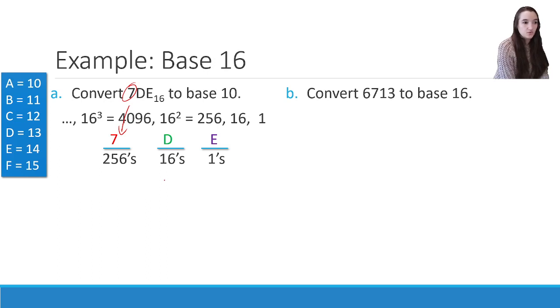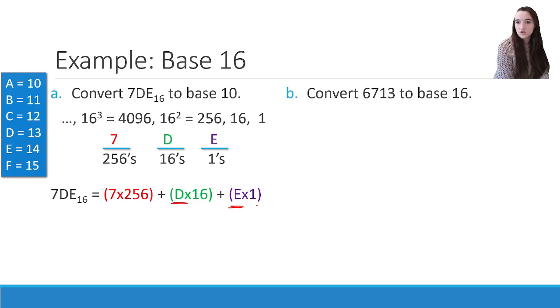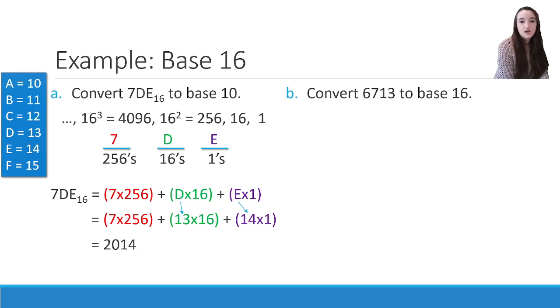Now we want to do our multiply and add, the same thing we always do: multiply, add, right? But we'll notice that when we do that, we have letters in there. How do I multiply D times 16? Well, D doesn't mean D the letter. D represents the number 13. So we're just going to change that into 13 for D and 14 for E, and now we can do that multiplication and addition, and we get 2014.